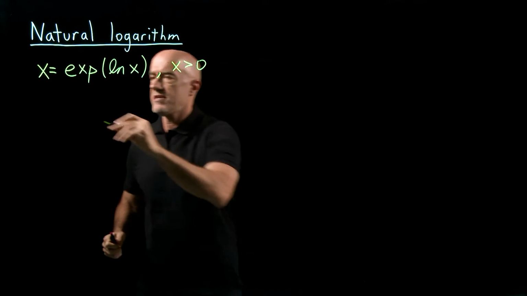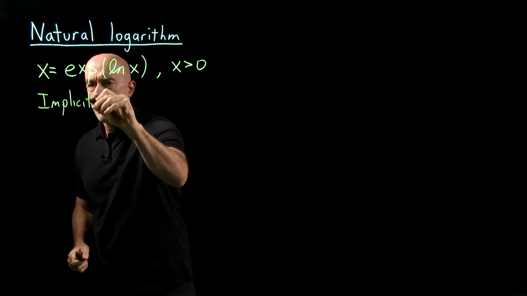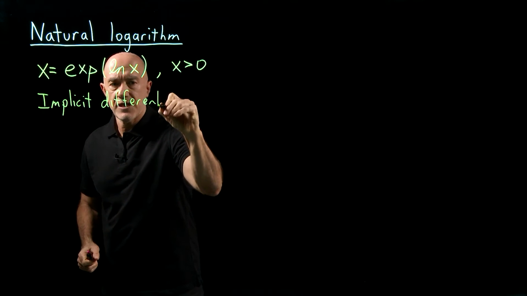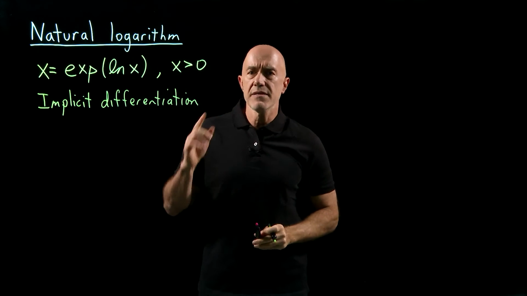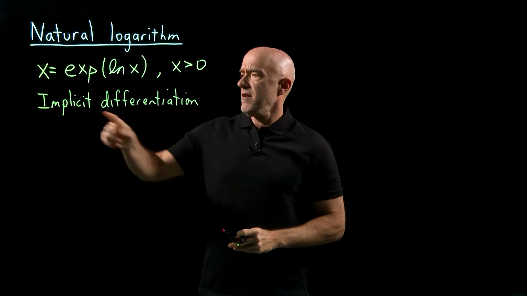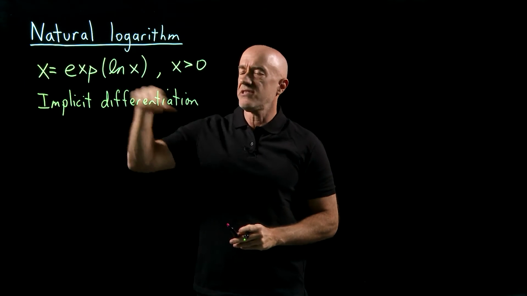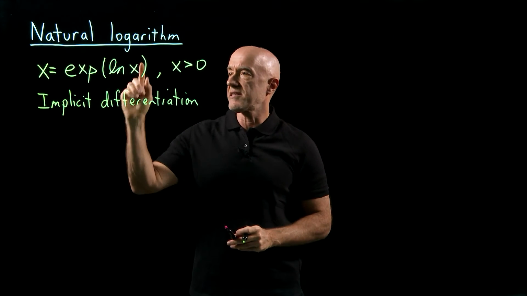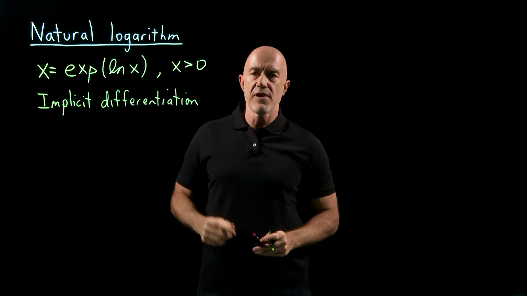We're going to use something that's called implicit differentiation. What that means is we're not going to take the derivative of the logarithm directly, but we're going to take the derivative of both sides of this equation and then solve for the derivative of the logarithm. So instead of doing an explicit derivative of the logarithm, we're doing implicit differentiation.